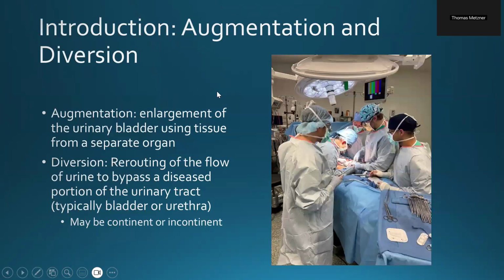So that kind of concludes our initial discussion of ureteral repair. And now I want to move on to operations that involve the bladder, those being augmentation and diversion. Augmentation of the bladder is enlargement of the urinary bladder utilizing tissue from a separate organ, whereas diversion is rerouting of the flow of urine to bypass a diseased portion of the urinary tract, typically the bladder or the urethra. And these diversions can be continent or incontinent.